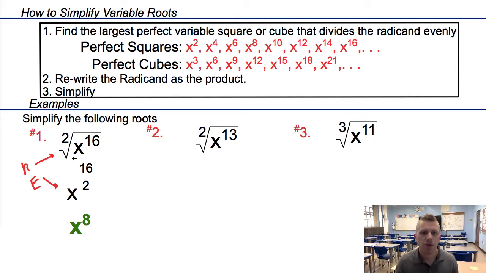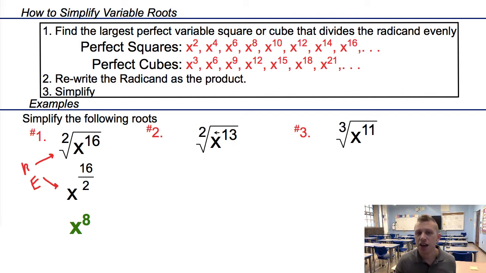And if you think about it, remember the whole meaning of square root. It says what number times itself twice is x to the 16th, or in this case, what variable times itself twice is x to the 16th? Well, x to the 8th times x to the 8th would have been x to the 16th when you added the exponents. Let's look at the second one.